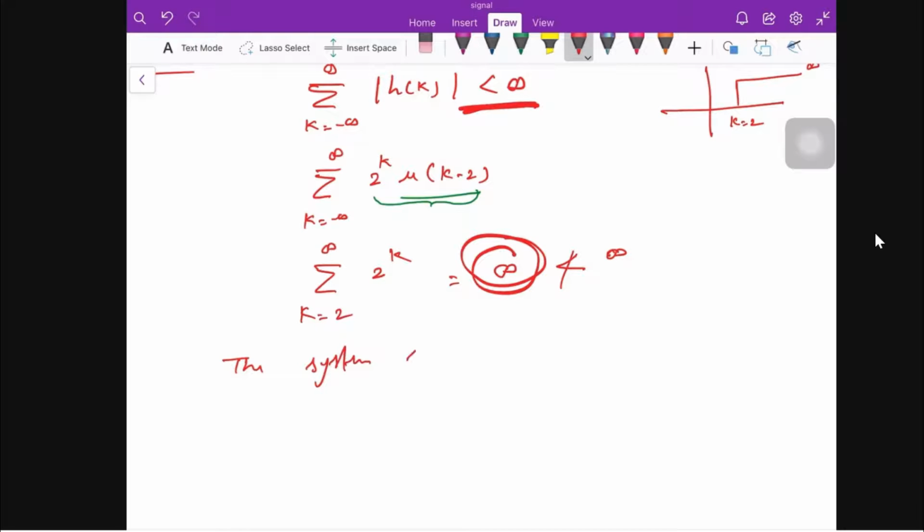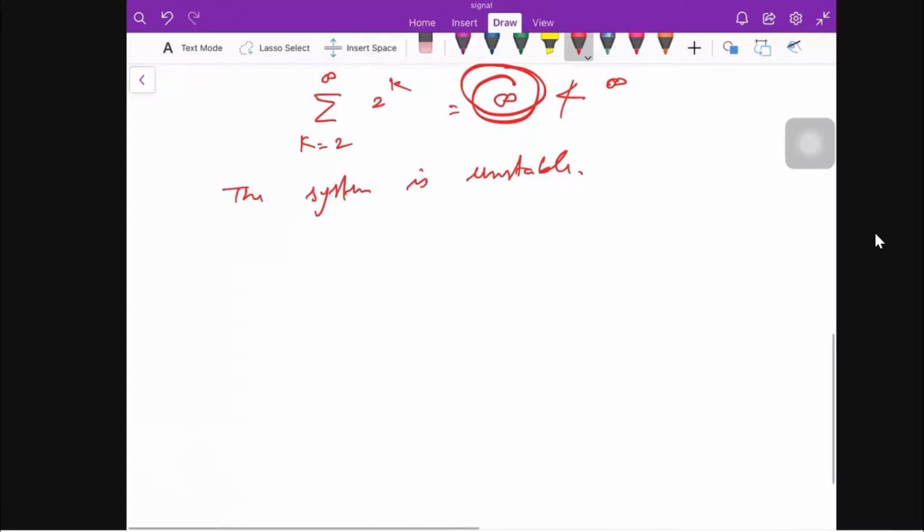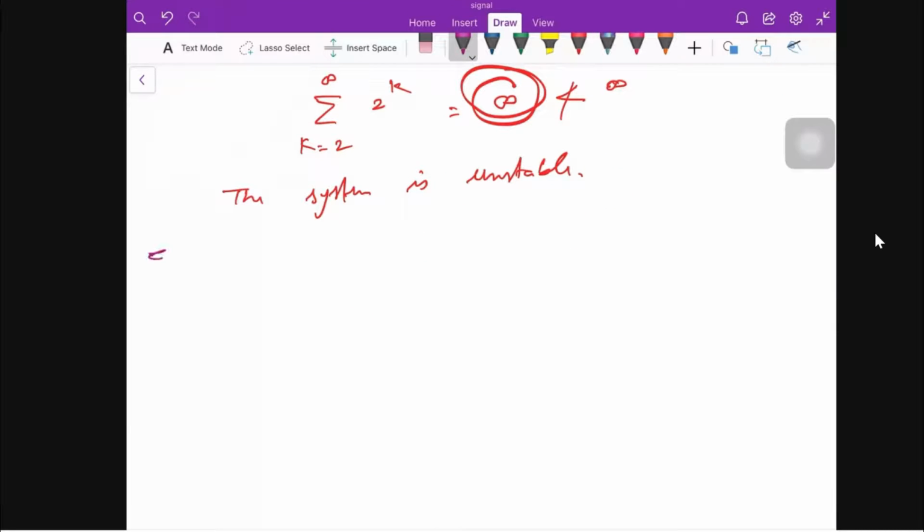The system is unstable. Okay, so in this way you can find out the stability of the system. Okay, just take one another example. I hope this example is clear to all of you.